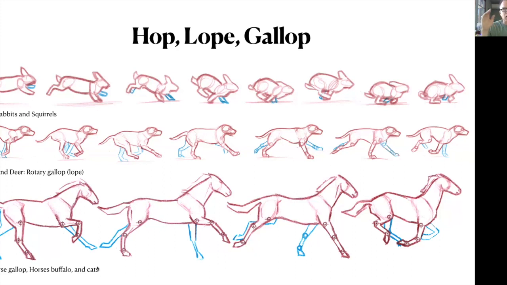So the gallop is a very, very fast gait. It does burn up a lot of energy. The faster you go with it, the more energy it's going to burn up. And of course, the faster you get to go.